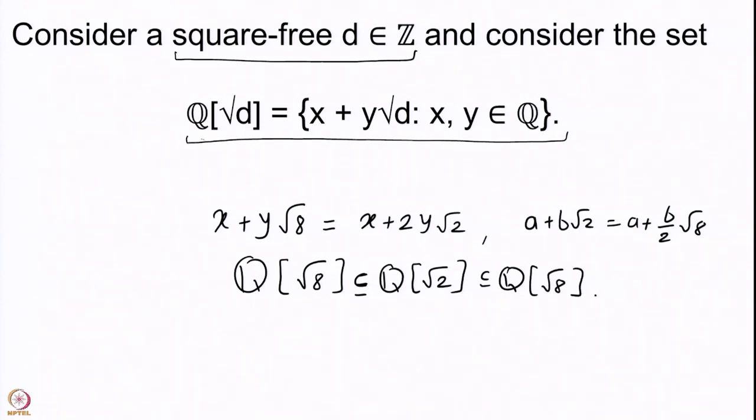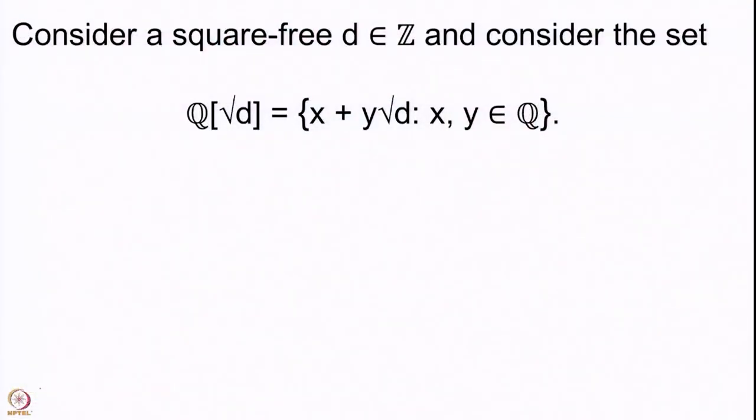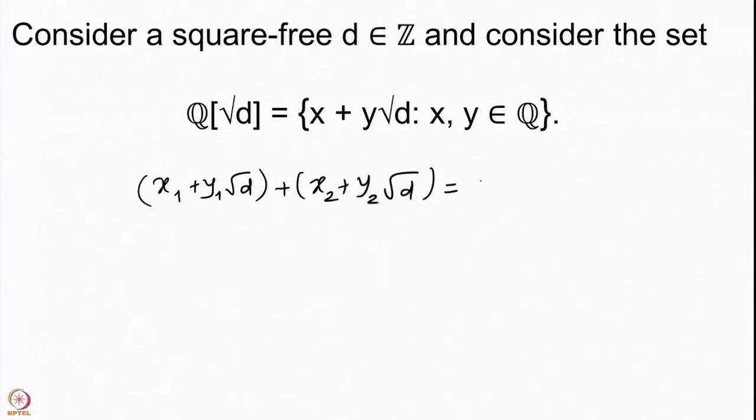We have defined a set Q root d in this way. So, this is our definition. It is of the form x plus y root d, where x and y are rational numbers. Then it is enough to take the corresponding d to be a square free d. So, we will stick with this particular convention that our d is always a square free d. What can we do with this set? If I take any x1 plus y1 root d and add it to another such x2 plus y2 root d, we will get x1 plus x2 plus y1 plus y2 root d.